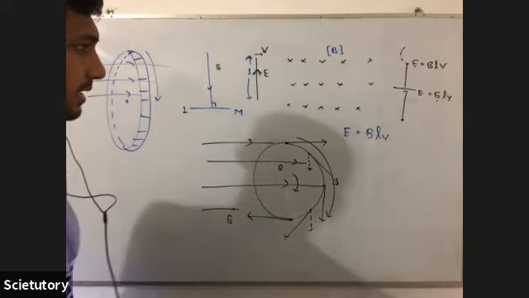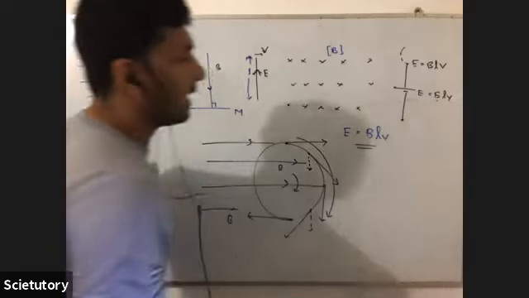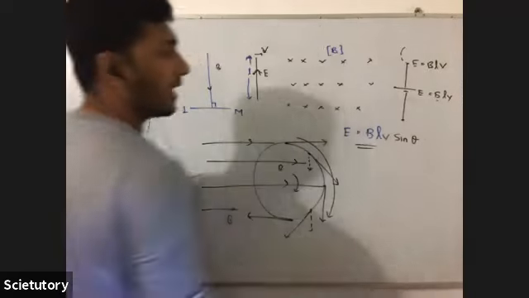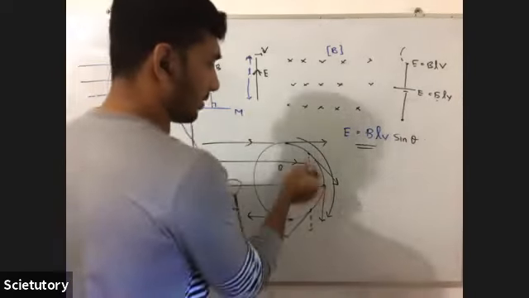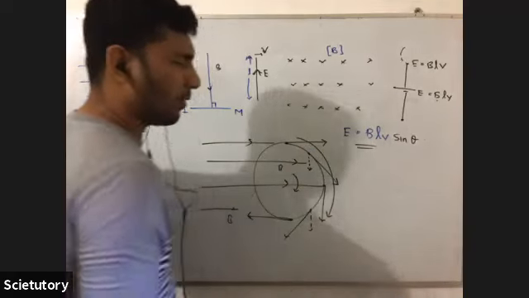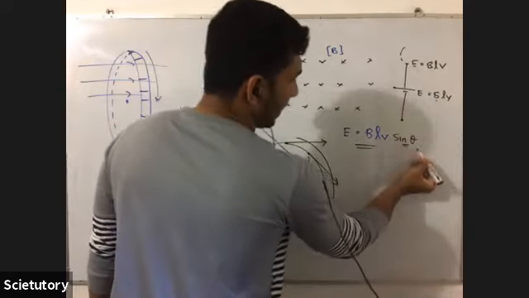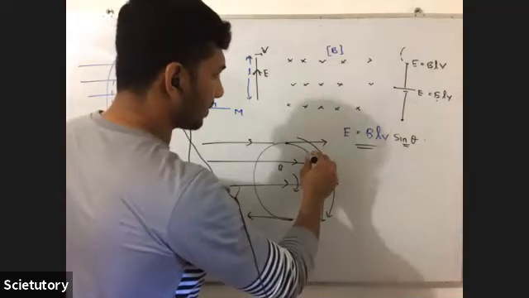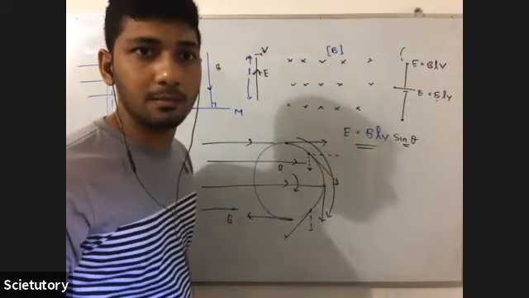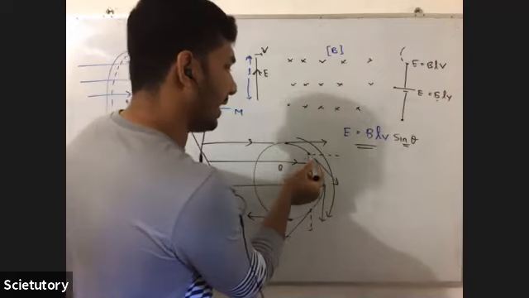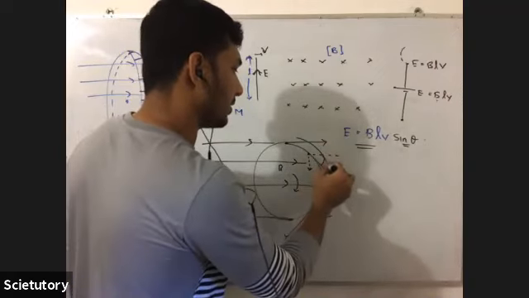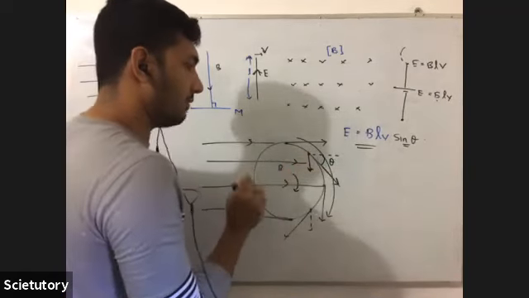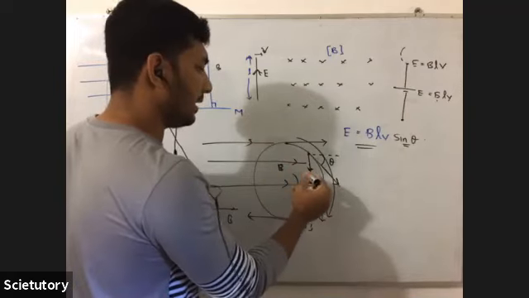Am I clear? So you can actually apply this equation BLv, provided that you have included the sine theta also. Why? Because it's not always perpendicular. So sine theta should be there. So what is theta here? What is theta? The angle made by the velocity with the horizontal direction. So the component of velocity which is perpendicular to B is v sine theta.